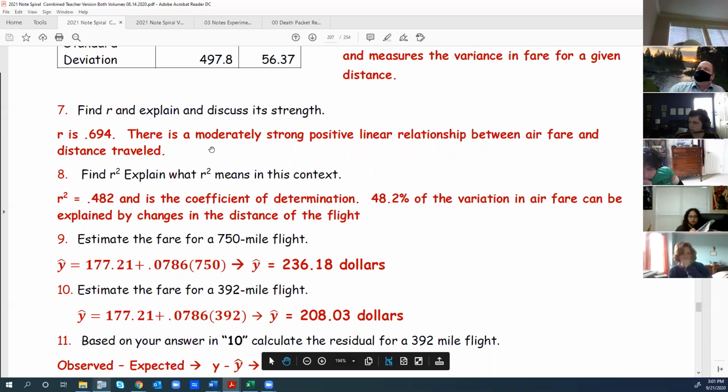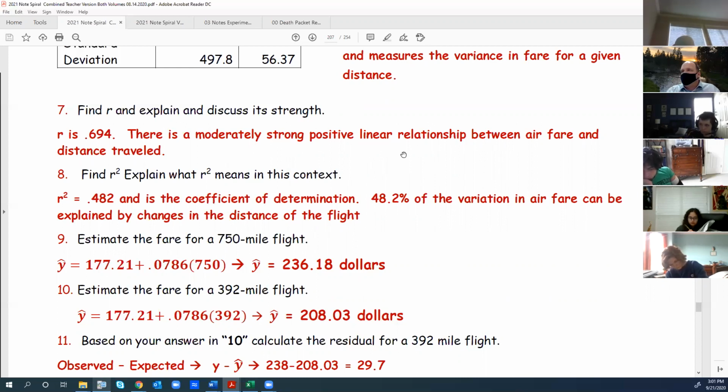And that says, because it's between 0.4 and 0.75, there is a moderately strong positive linear relationship between airfare and distance traveled. I must have the words moderate, strong, positive, and linear in the relationship. Those are the key words between my X and Y, whatever they are. In this case, my Y was airfare and my X was distance traveled. Very important that you have that. All right, that's the correlation.